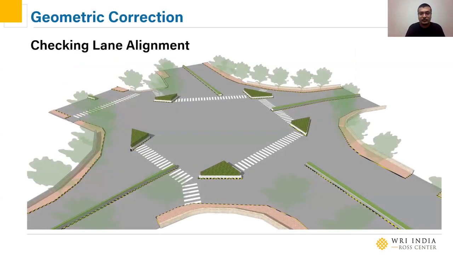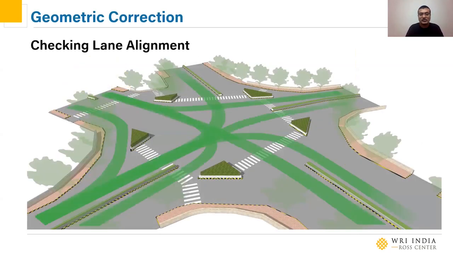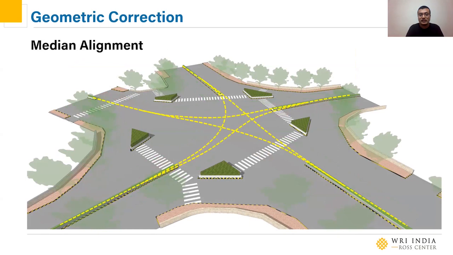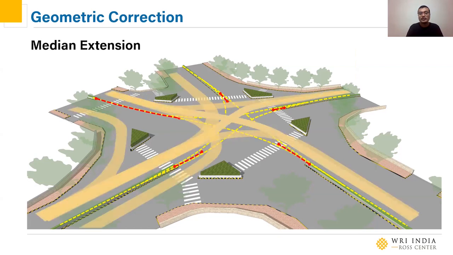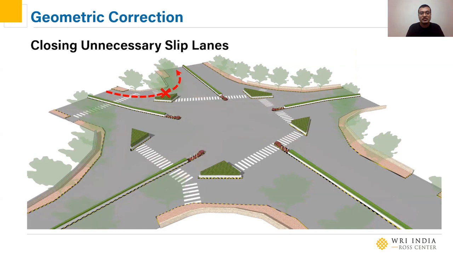Checking lane alignment. Now, this is the natural movement of vehicles. But as we look closely, we can see that these vehicles are entering into the wrong side of the traffic. Now, this can be corrected by aligning the medians and extending them all the way till the junction. Median extension not just helps in lane alignment such that vehicles do not move incorrectly, but also helps in reducing the size of junction, closing unnecessary slip lanes.